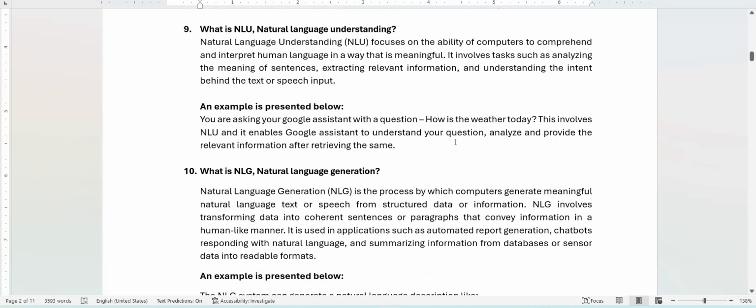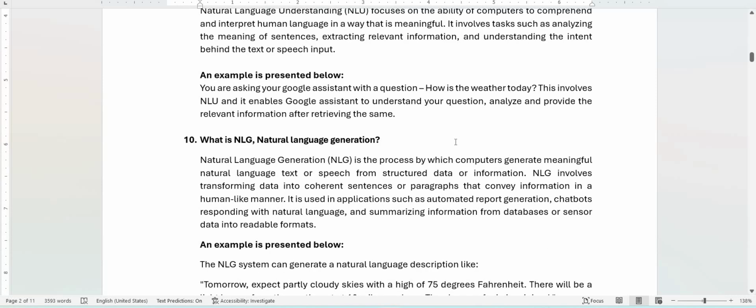And what is NLG? Natural language generation. It is the process by which computers generate meaningful natural language text or speech from structured data or information. Natural language generation involves transforming data into sentences with coherence or paragraphs which can convey information in a very human-like manner. It is to be meaningful, it is to be human-like.